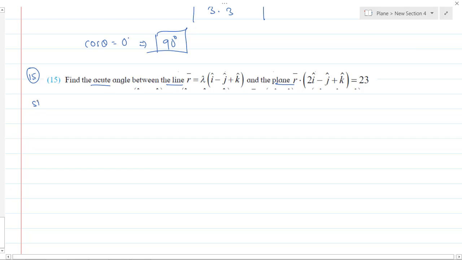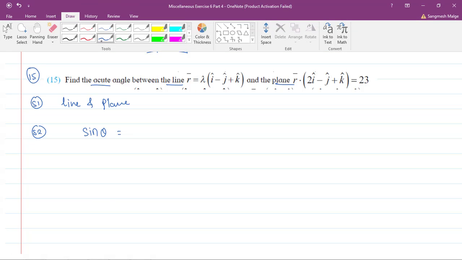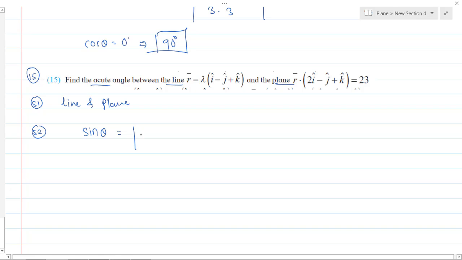Okay, so step number 1 is what? We have to get the angle between line and plane. And what is the formula? Sin theta. Remember, if line and plane are given, it is sin theta. If both are the same, that means line and line, or plane and plane, then we take cos theta. So it is sin theta equals b bar dot n bar divided by mod of b and mod of n.